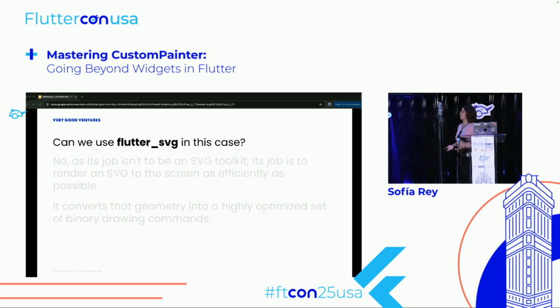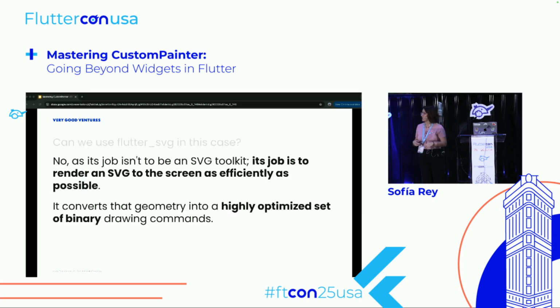I know many of you may be wondering why don't you just use Flutter SVG, as it is the most popular package for using SVG in Flutter. But we can't use Flutter SVG in this case, as it is not an SVG toolkit. It won't give us access to what happens in between, as its job is to render our SVG in the most efficient way possible. So it basically converts everything to binary and just puts it on the screen without giving us much access to the path, which is what we need in this case.